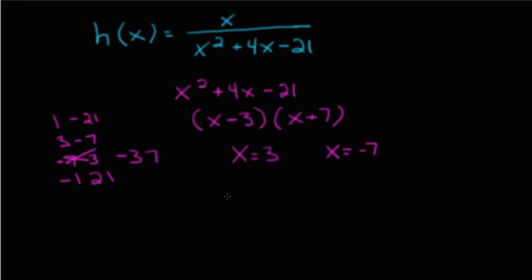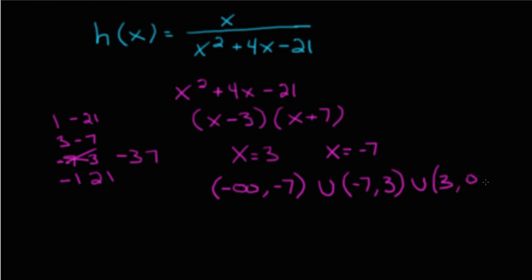So in this case, the domain can be negative infinity up to but not including negative 7. And then it can be anything from negative 7 to 3. And then it can also be anything from 3 to infinity. But it can't be 3 and it can't be negative 7.